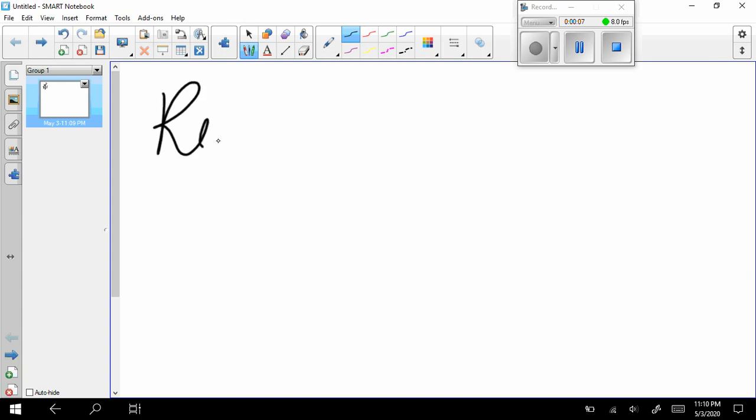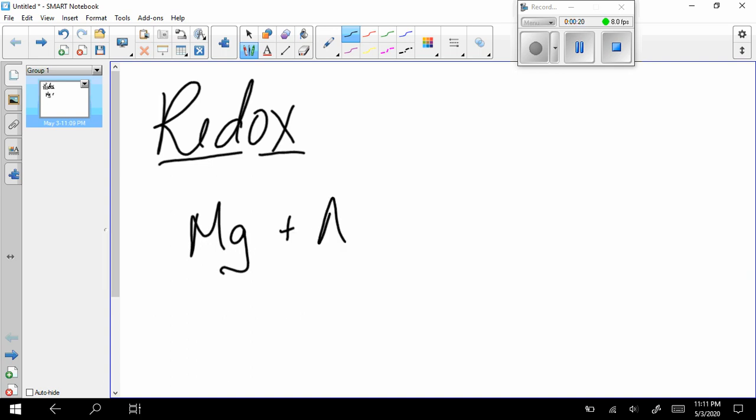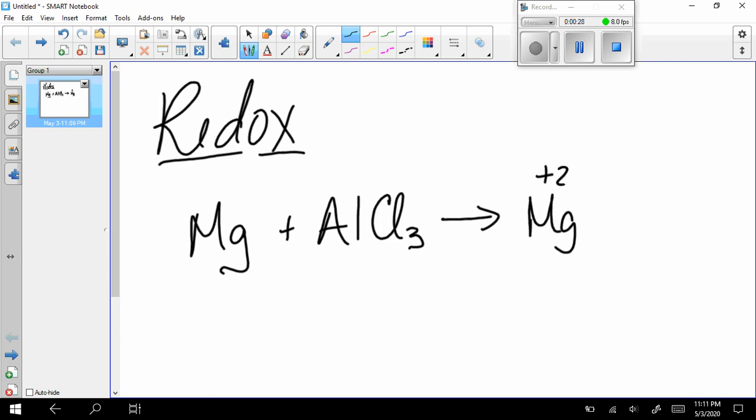So remember, redox reactions were the reactions that we were doing last week where something gets reduced and something gets oxidized. So if I give you an example, Mg plus AlCl3 would form. Okay, so Mg is a plus 2 and Cl is a minus 1, so that would give me MgCl2, and then aluminum would get knocked out, so it would be by itself.